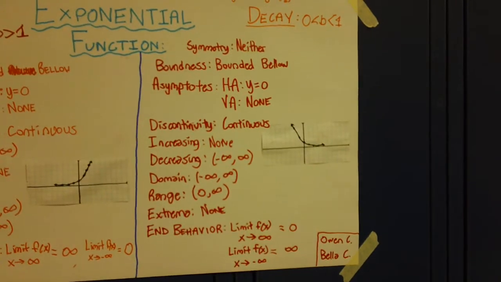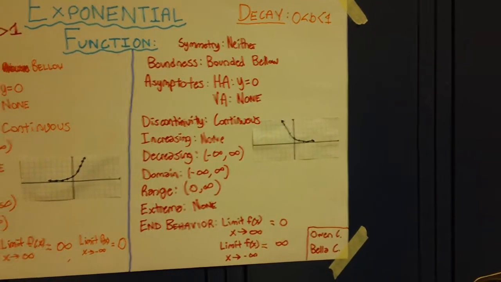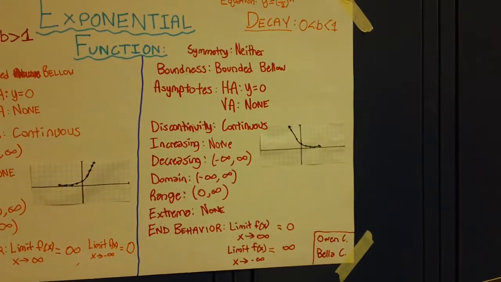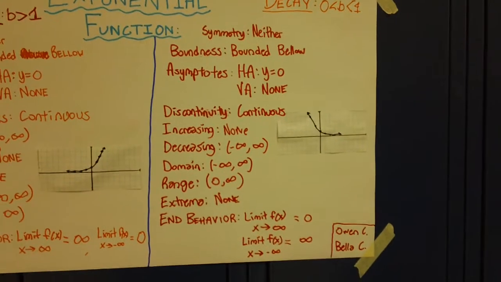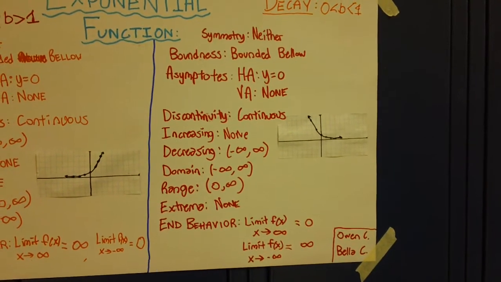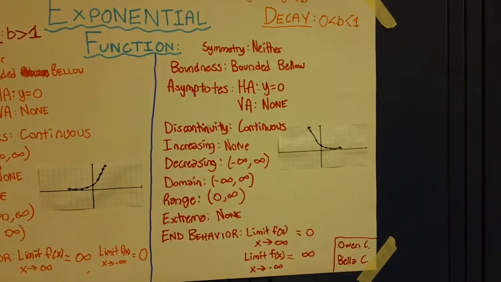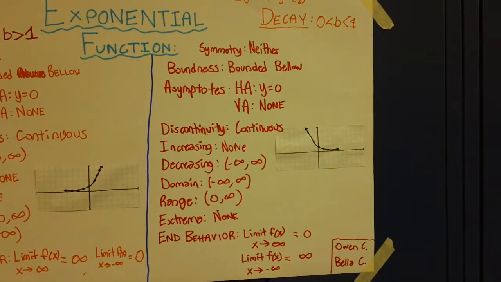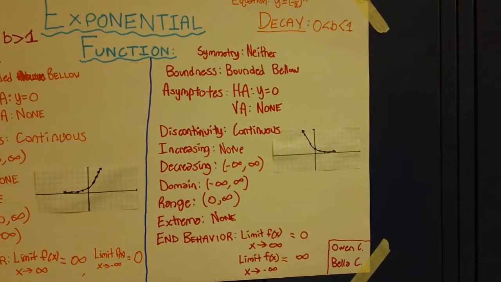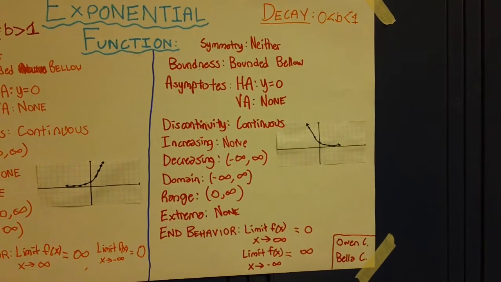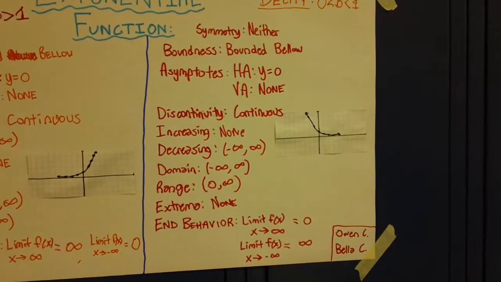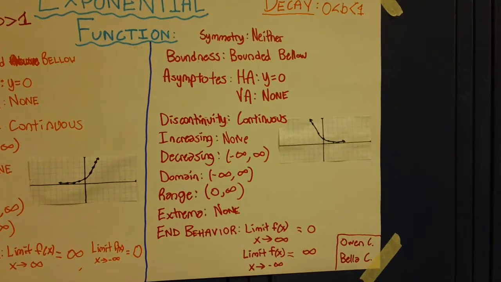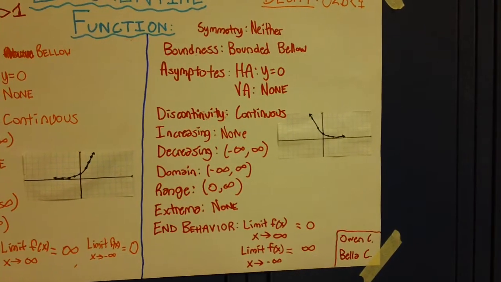It's bounded below. The asymptotes, for horizontal asymptotes, it is y equals 0. Vertical asymptote, there is none. Discontinuity, there is none. It's continuous. It's never increasing, and it's decreasing from -infinity to infinity. The domain is from -infinity to infinity. Range is from 0 to infinity.